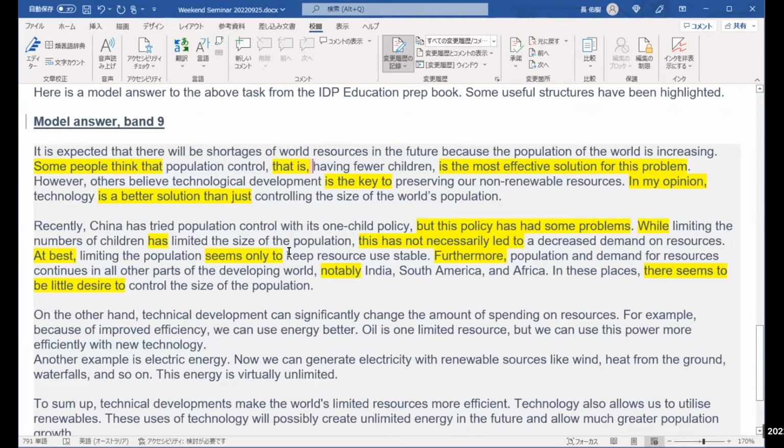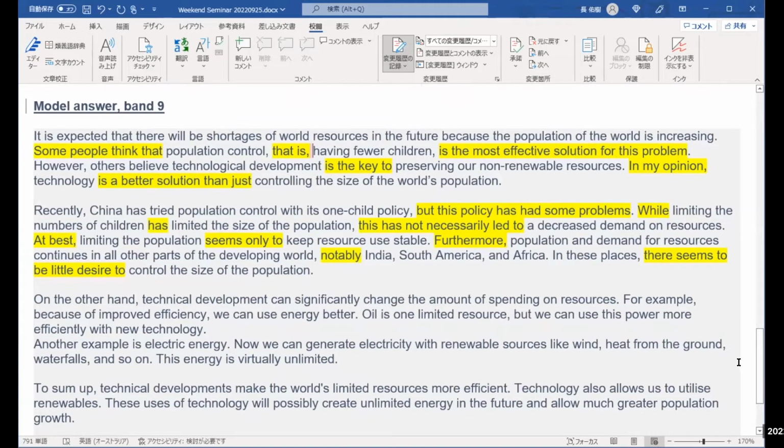If we look at the first sentence, it is expected that there will be shortages of world resources in the future because the population of the world is increasing. Okay, so this is a nice rephrasing of some of the ideas in the task. Instead of saying preserving the world's limited resources, they talk about there will be shortages of world resources because the population is increasing.